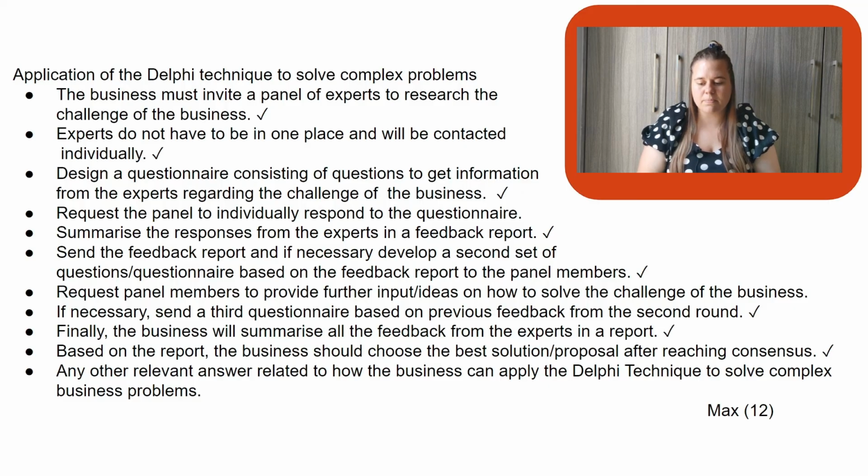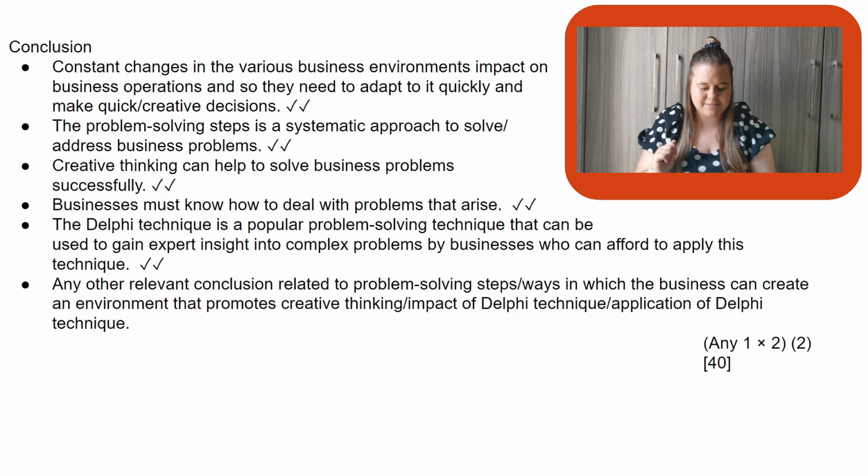Send the feedback report and, if necessary, develop a second questionnaire based on the feedback report to the panel members. Request panel members to further provide input or ideas on how to solve the challenge of the business. If necessary, send out a third questionnaire based on previous feedback from the second round. Finally, the business will summarize all the feedback from the experts in a report. Based on this report, the business should choose the best solution proposal after reaching consensus. 12 marks here, so 6 bullets.